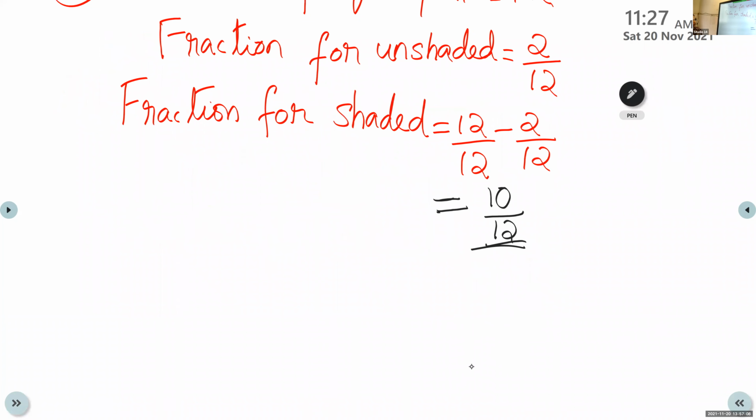See what we have written in the first step: the total number of parts, that is 12. Now the fraction for unshaded, which we find from the picture, is 2 by 12. Fraction for shaded can also be found easily from the picture, but we have to use subtraction. From the total, that is the full 12 by 12, you take away the unshaded parts, 2 by 12. So the answer is 10 by 12. Clear, children? Now we are going to do the next question.